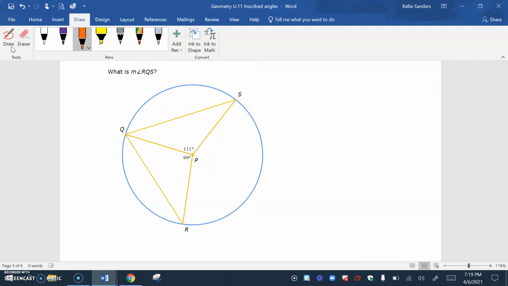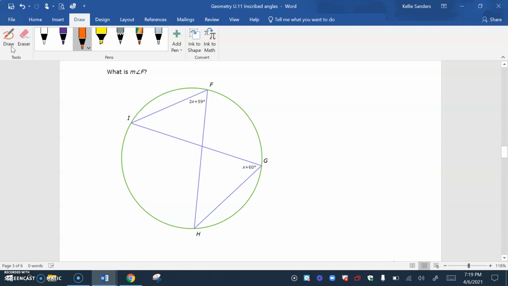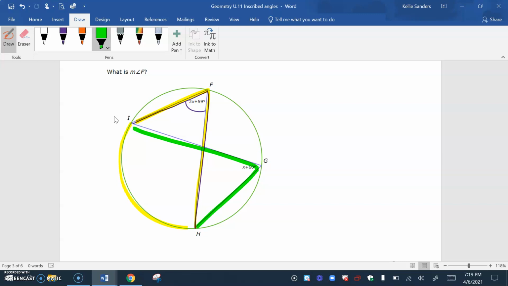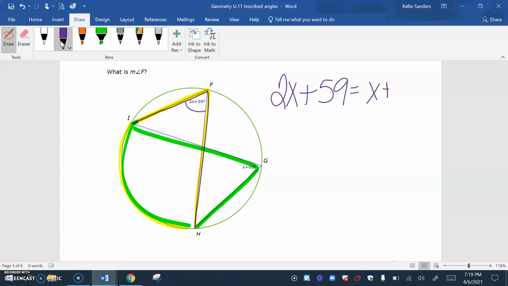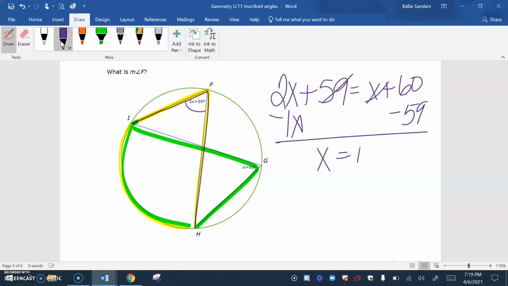That's the same thing. I'm not doing that again. Okay, find the measure of angle F. If we need to find the measure of angle F, we need to find x. To find x, let's talk about this. We have this inscribed angle right here, which results in this arc. We have this inscribed angle right here, which results in that arc. So what do you think about 2x plus 59 and x plus 60? They're equal. So we subtract that, and we subtract that, and x equals 1.